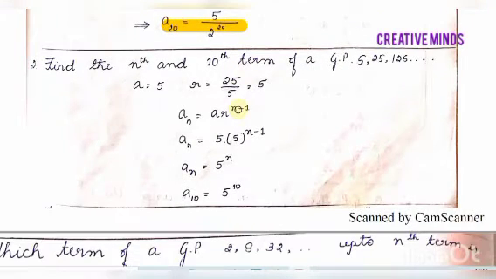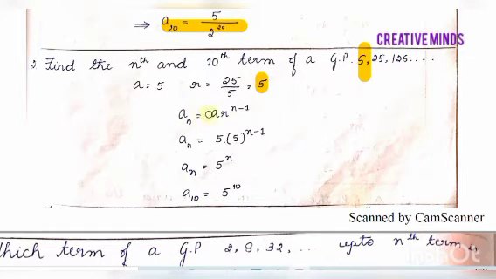Now move on to the next problem, similar to the above problem. Find the nth and 10th term of the GP 5, 5 squared, 125. So the value of a is 5 and r is 25 by 5, which is equal to 5.